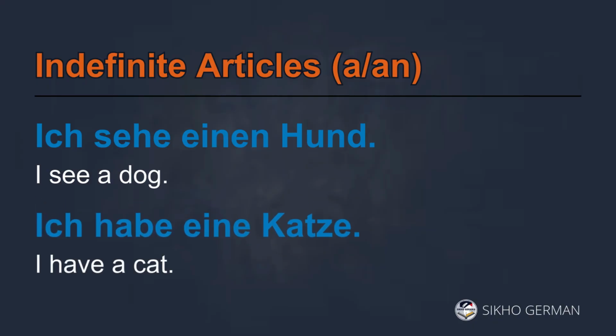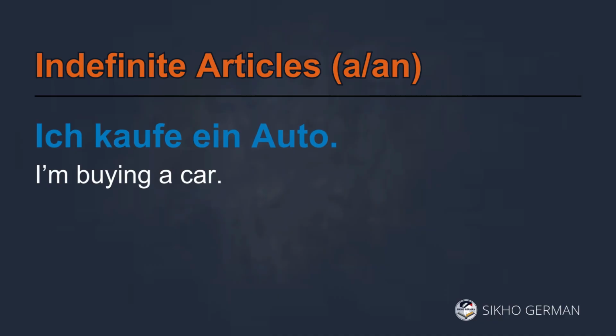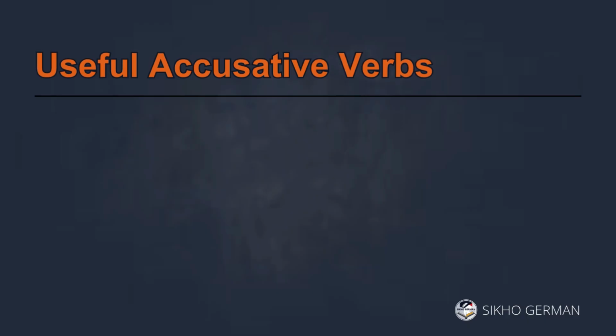Ich habe eine Katze, or I have a cat. Feminine stays eine, no change. Ich kaufe ein Auto, or I'm buying a car. Neuter stays ein, no change in accusative. Now let's talk about which verbs use the accusative case. These are the verbs you'll use most often with accusative objects.